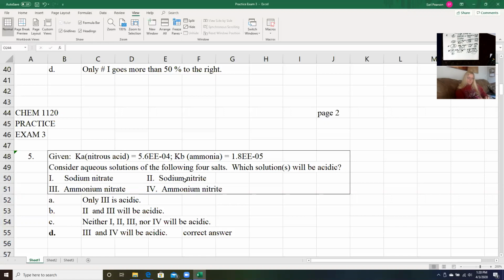And then when I did sodium nitrite, the anion is the one that's hydrolyzing. It's going to be basic. So number 2 is certainly not acidic, so everything that's got 2 in it is out. So I can eliminate B as well. Then I looked at the other one. With ammonium nitrate, it's the acid that hydrolyzes. So sure enough, 3 is one of the answers. Then with the ammonium nitrite, number 4 is also a possible answer because the weak base is weaker than the weak acid.